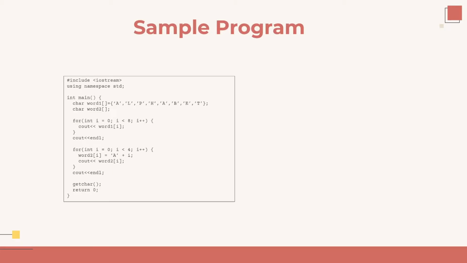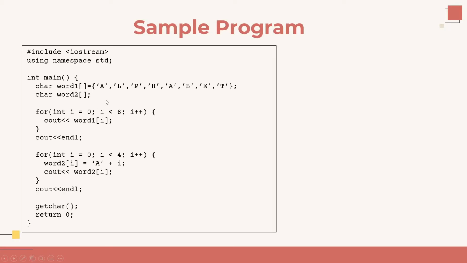And this is an example of a program using an array of char. In this program, there are two arrays. Word1 contains the characters A, L, P, H, A, B, E, and T. And the second array is word2. This is an empty array.